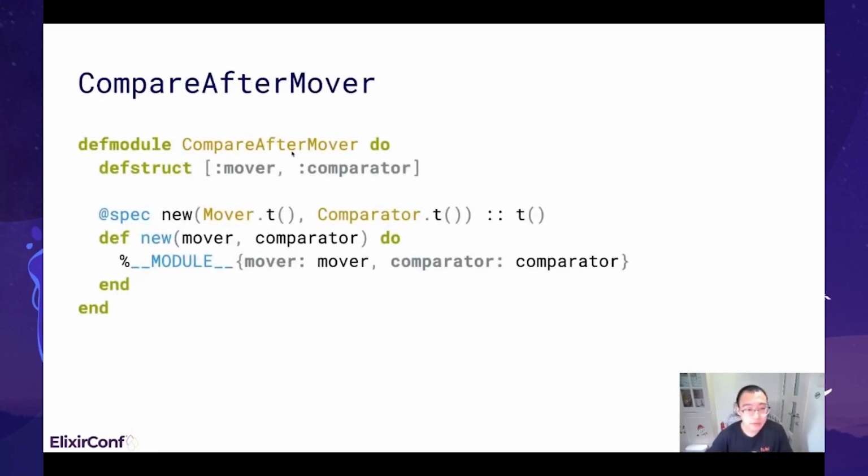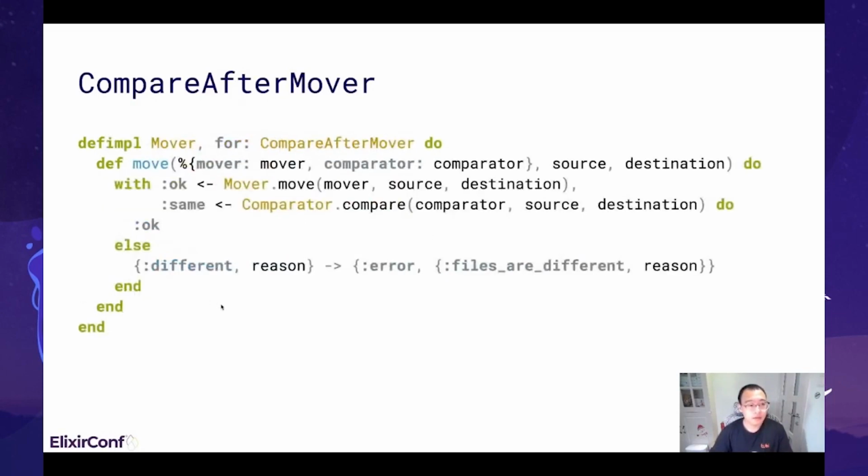So a CompareAfterMover is a struct that takes two fields. One is the underlying mover, which would do the actual data moving job. And another is the comparator it would use to compare the data afterwards. And it provides a new function that just returns a constructed struct. Now let's implement the mover protocol for this CompareAfterMover struct.